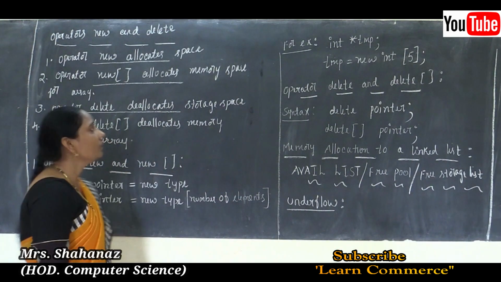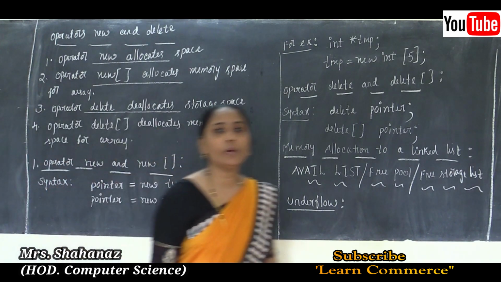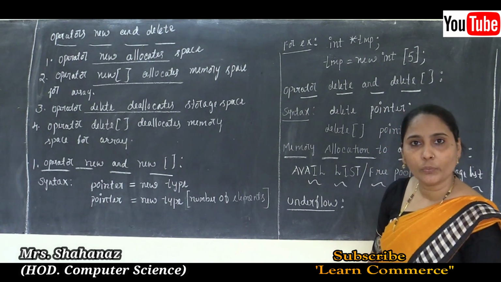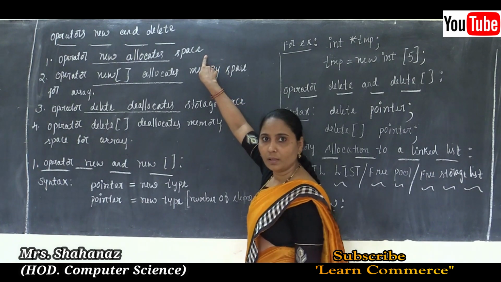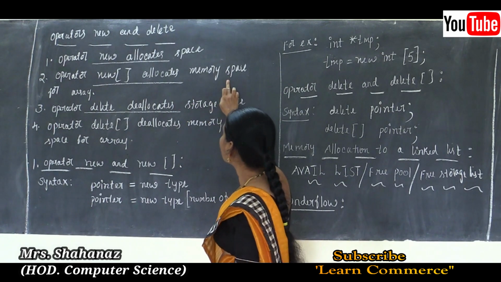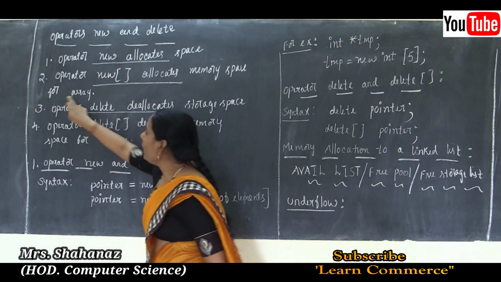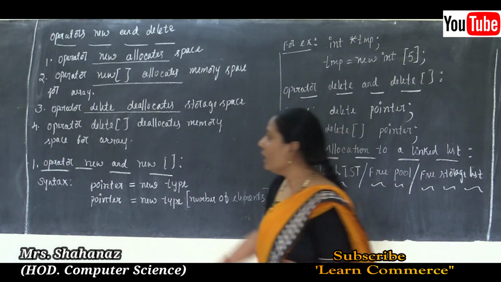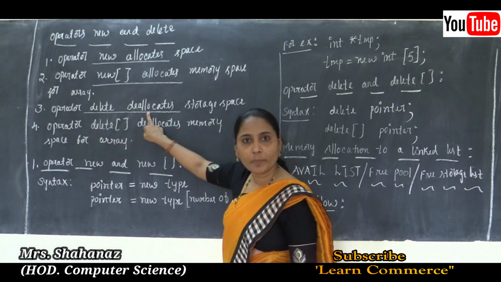As we know, the C++ language uses the operators new and delete. Here the operator new allocates the space for a single element, and the operator new allocates the memory space, or we can say the storage space, for an array. The array means a block of elements, a number of elements, and the operator delete deallocates. What do you mean by the allocation?